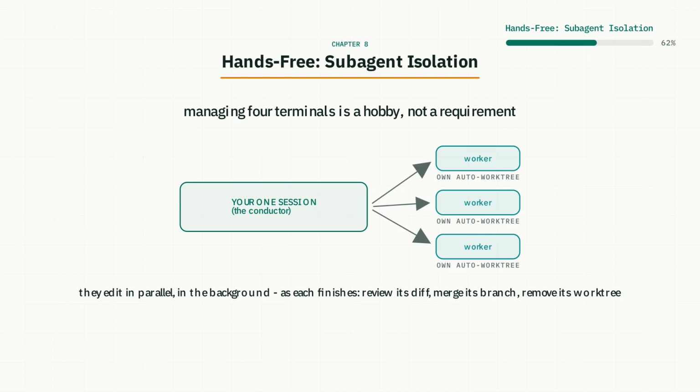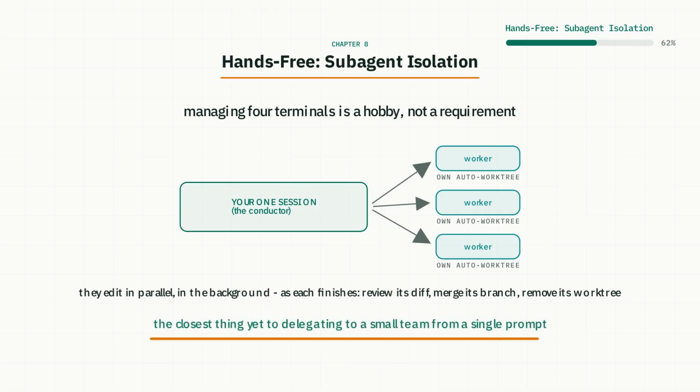Inside one session, you ask for parallel implementation work, and with isolation configured for subagents, the harness spawns each worker into its own automatically created worktree. They edit in parallel in the background without stepping on each other and without you juggling windows. As each finishes, you review its diff, merge its branch, and remove its worktree. One conductor, several instruments, and the isolation machinery is invisible until you go looking for it. This is the closest thing yet to delegating to a small team from a single prompt.